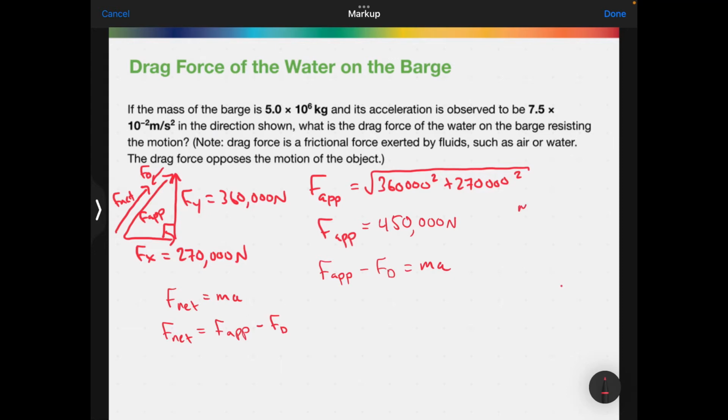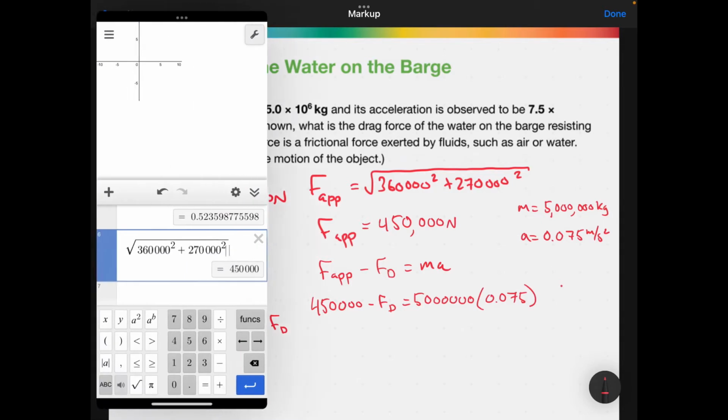And again, in the problem here, it gives us our mass is 5 times 10 to the 6th kilograms. That's 5 million kilograms. And that our acceleration, a, is 7.5 times 10 to the negative 2. So it's 0.075 meters per second squared. So plugging everything in, 450,000 minus drag force equal to 5 million kilograms times 0.075.